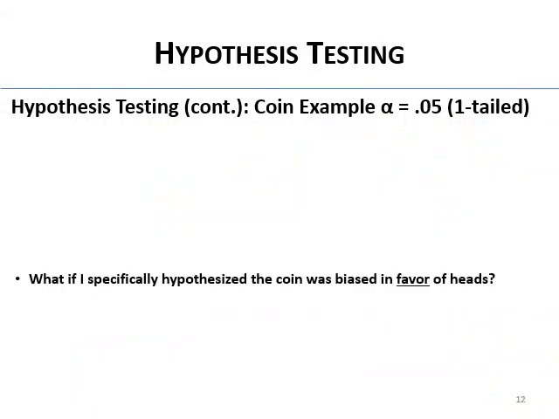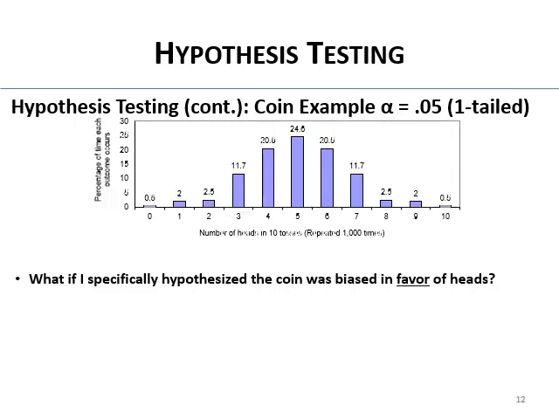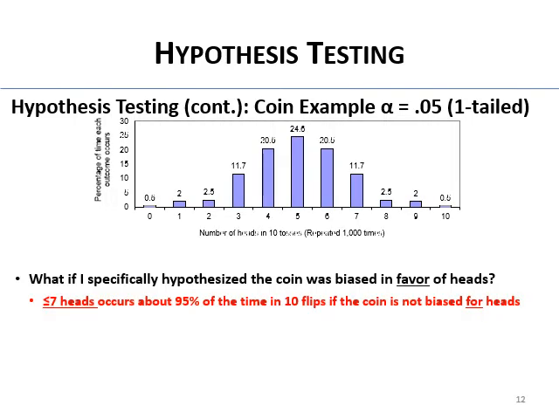All right, so how about 0.05 one-tailed? What would that look like? First of all, my hypothesis would have to be different, right? I'd have to say this coin is biased in favor of heads. There's our distribution, or tails, right? But let's do heads. So fewer than 8 heads occurs about 95% of the time in 10 flips for a coin that is not biased in favor of heads. You would get 0 to 7 heads.